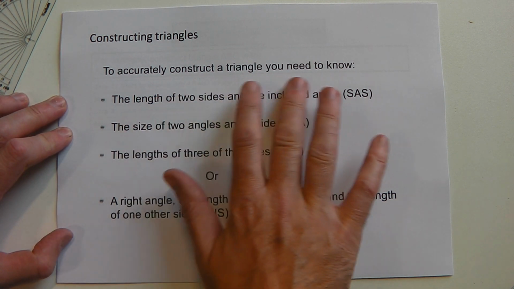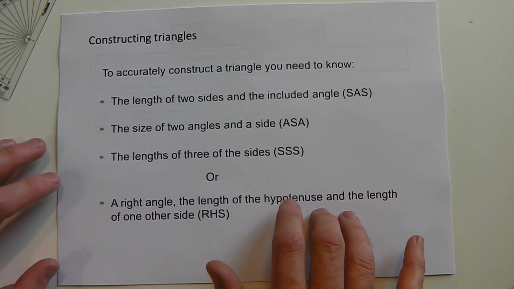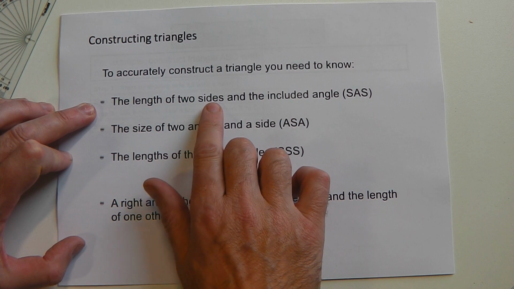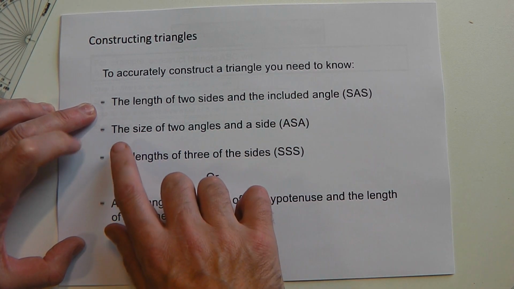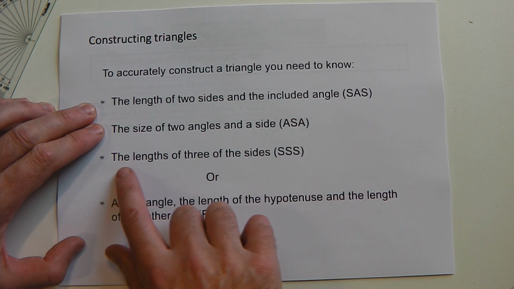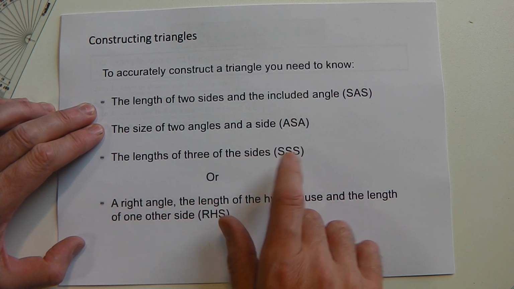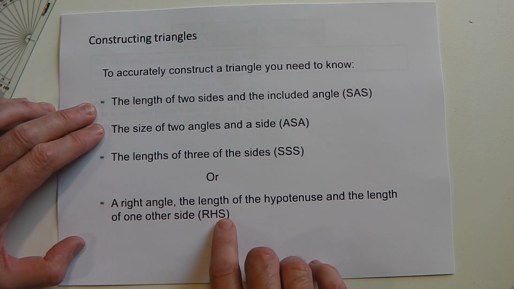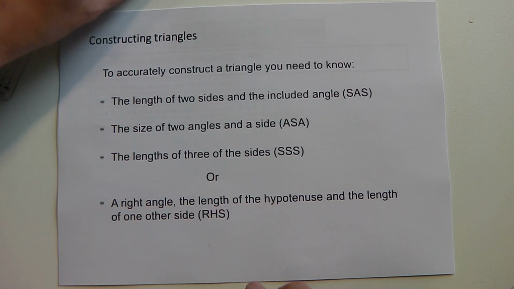And to accurately construct triangles, basically we need 3 pieces of information. First type is where we get the length of 2 sides and 1 angle. Then we get one where we've got 2 of the angles and only 1 side. Or we might know all 3 sides. And the last one is where we have a right angle, a hypotenuse, and 1 of the sides. We'll go through each one in turn.